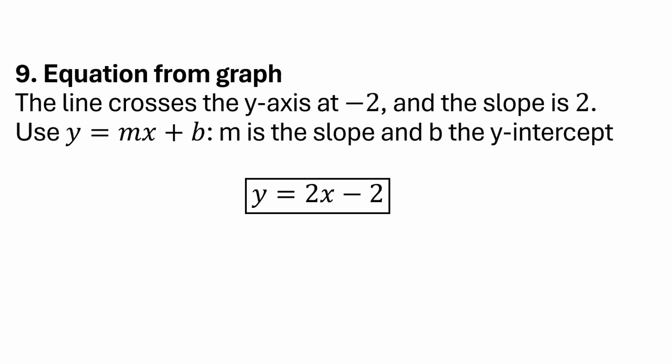From the graph, the y-intercept is negative 2. The line rises 2 units for every 1 unit to the right, so the slope is 2. Therefore, the equation is y equals 2x minus 2.